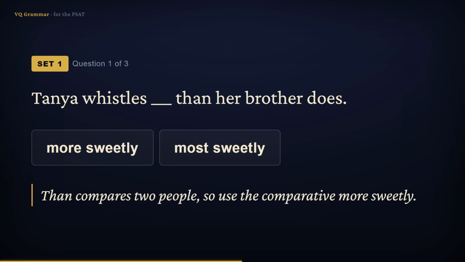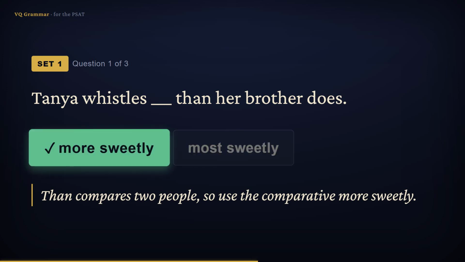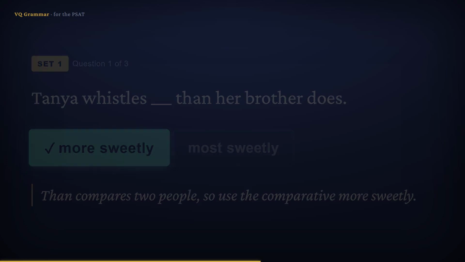We're comparing exactly 2 people, and the word than confirms it. 2 actions means the comparative. Sweetly ends in ly, so we use more, not an ending. So the answer is more sweetly.